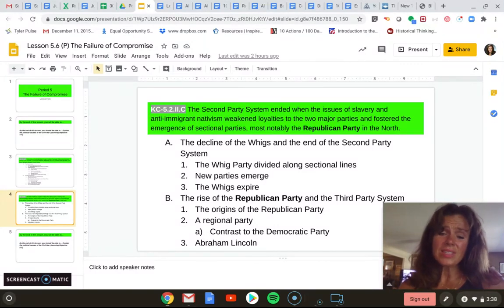In contrast to the Democratic Party, the Democratic Party was a national party. The Republican Party was a regional party. It was only in the North. There were no Republicans in the South, period. The Democrats had Northern Democrats, such as Stephen Douglas, and they had Southern Democrats. But what you also start to see is that the Democratic Party also begins to splinter with internal divisions between the North and the South.